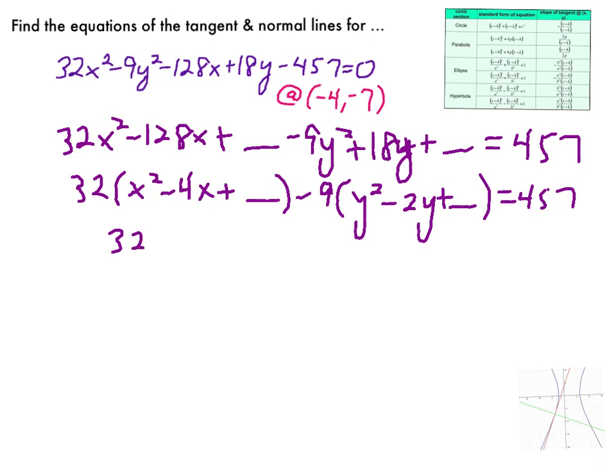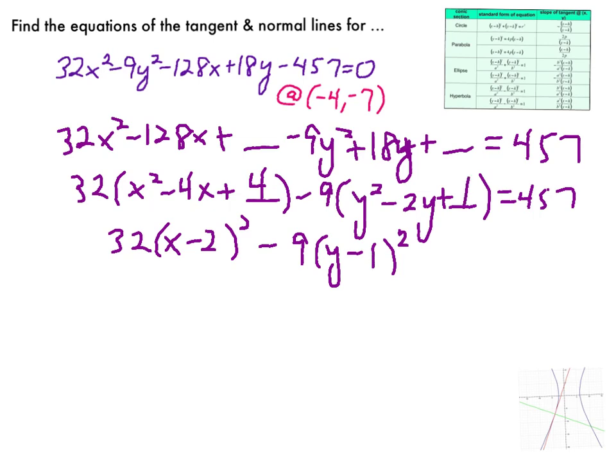Alright, that 32 is still a factor in front, but we're going to complete the square. Half of negative 4 is negative 2, that goes there. We've done that before. Square it, you get a positive 4, that goes there. Over here, negative 9, we have y. Let's take half of negative 2 is negative 1. Square it, you get a positive 1.